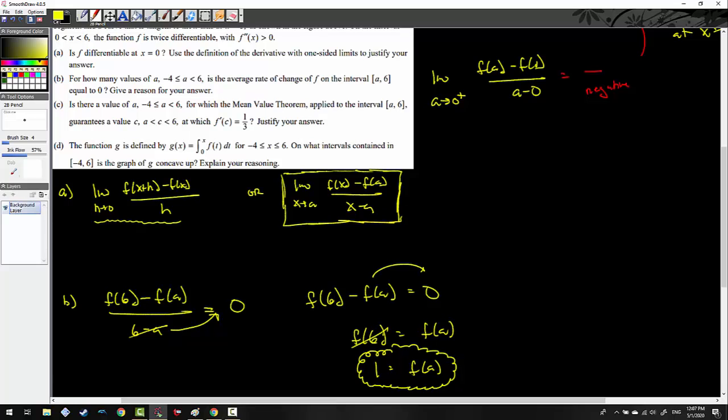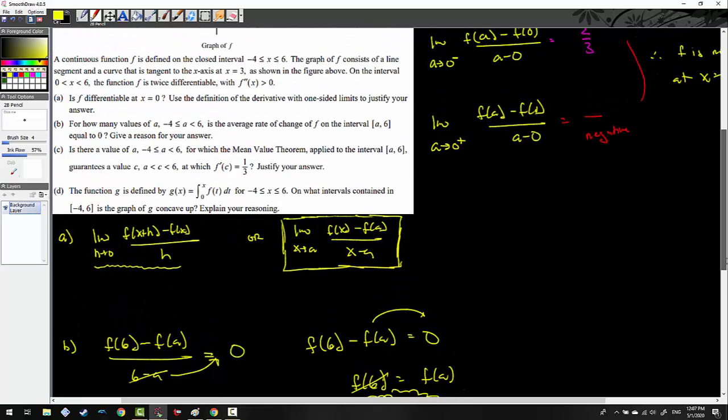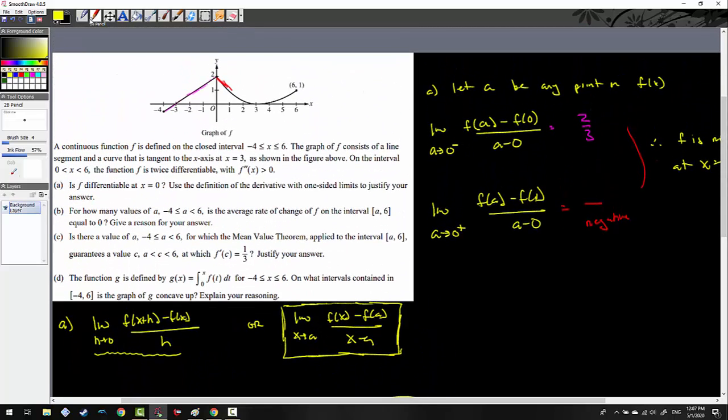What this is saying is basically when f of a is equal to 1, in other words, when the graph of f intersects with 1, that's going to be when my average rate of change is 0. So we all know what the graph of 1 looks like. It's just a horizontal line. And since they want me to do it on the interval from -4 to 6, I'll go and just draw a horizontal line there.